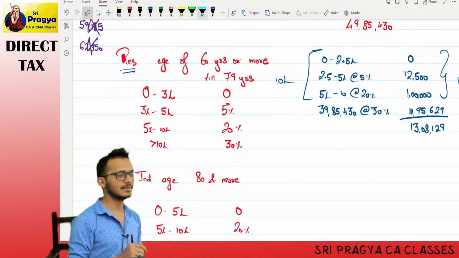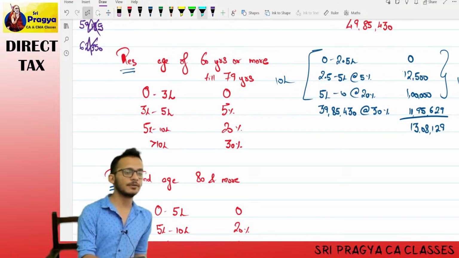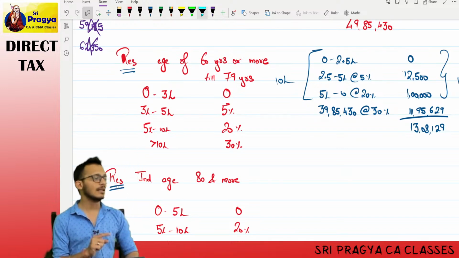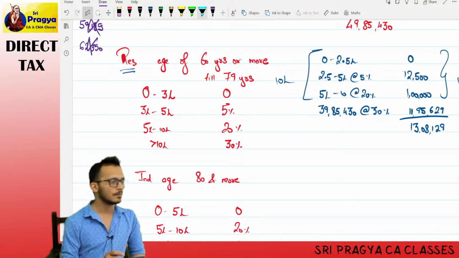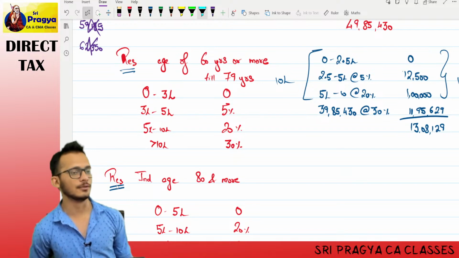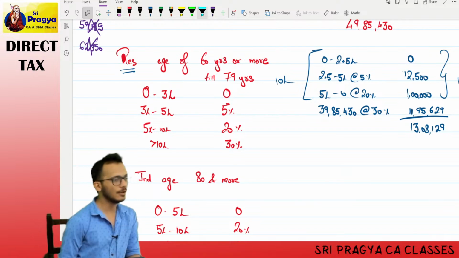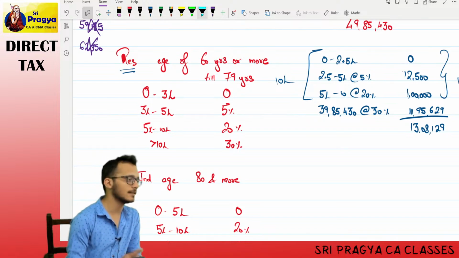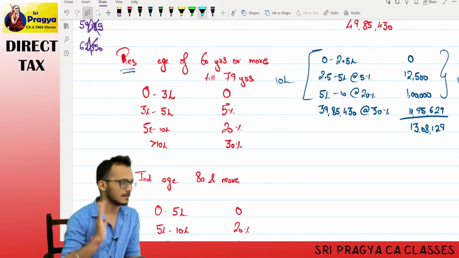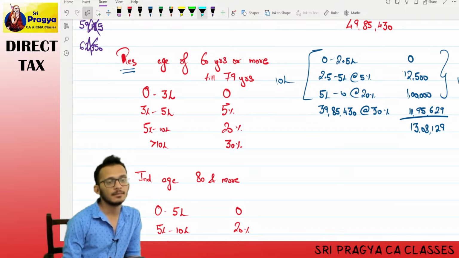Rahul, how do you decide whether someone is resident or not? Next chapter. In this chapter the one thing you need to keep in mind is that this benefit of 3 lakhs and 5 lakhs is only given to residents, and will not be given to non-residents. In your case, if the person was a non-resident, he will go back to 2.5 lakhs. Clear?